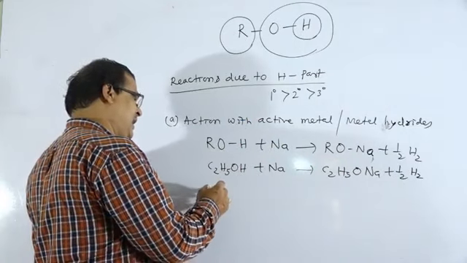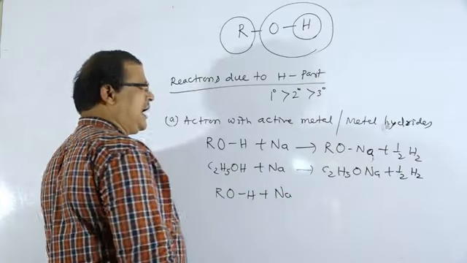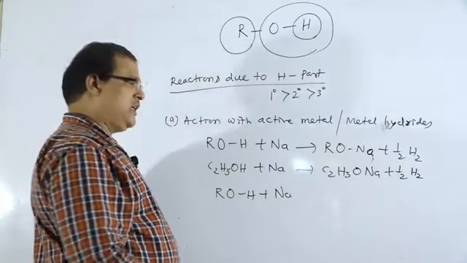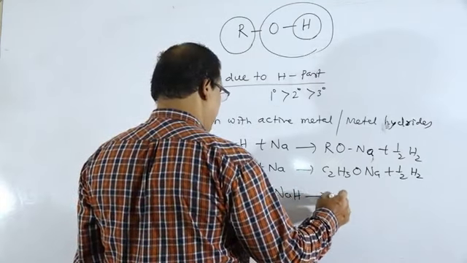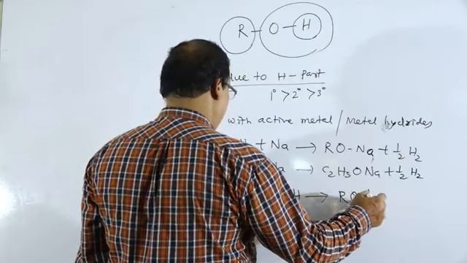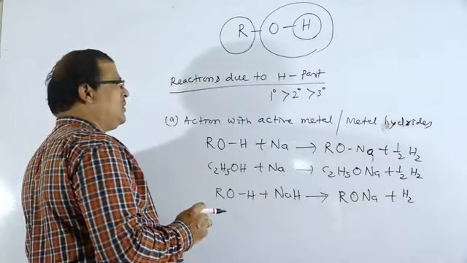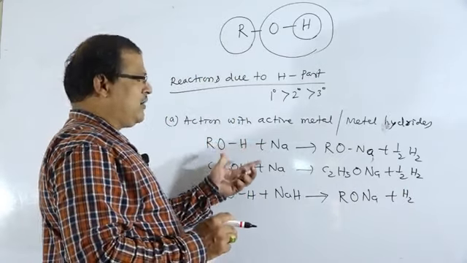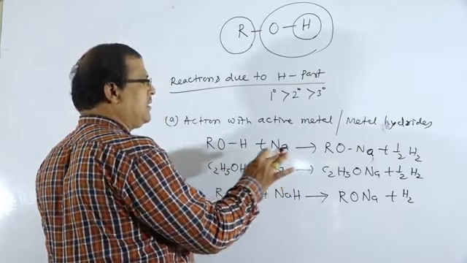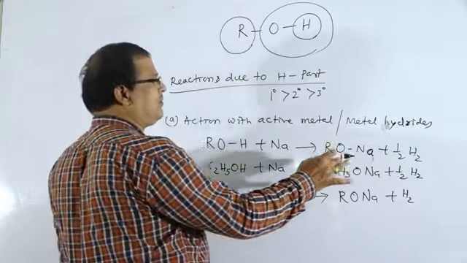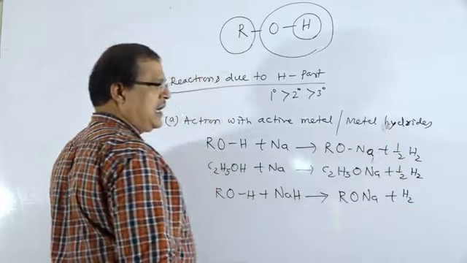Similarly, if we take ROH treated with an active metal hydride, sodium hydride, NaH, there is the formation of RONa plus hydrogen. So the active metals like sodium, potassium, calcium, magnesium, etc., or their hydrides react with the alcohols, and there is the formation of the corresponding metal alkoxides with the release of hydrogen gas.